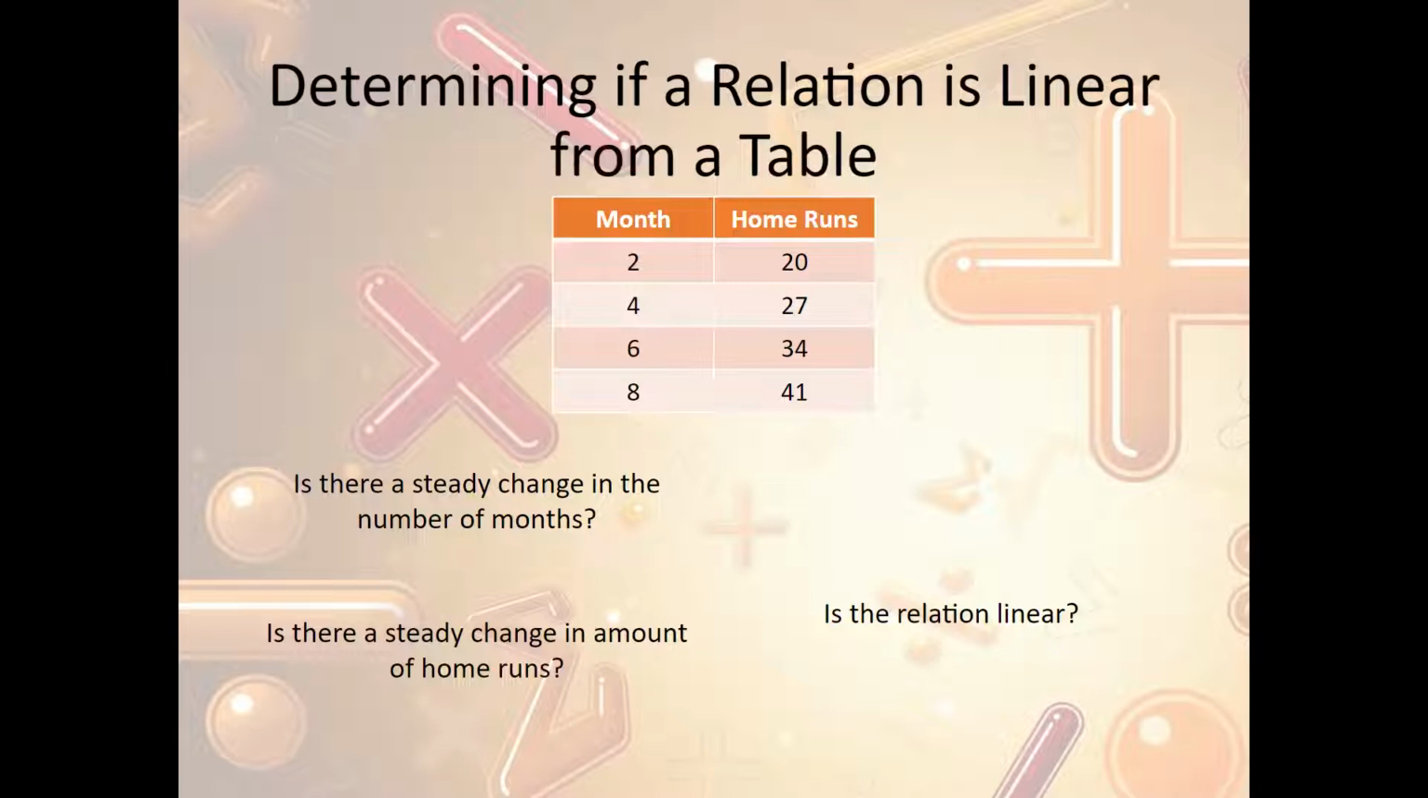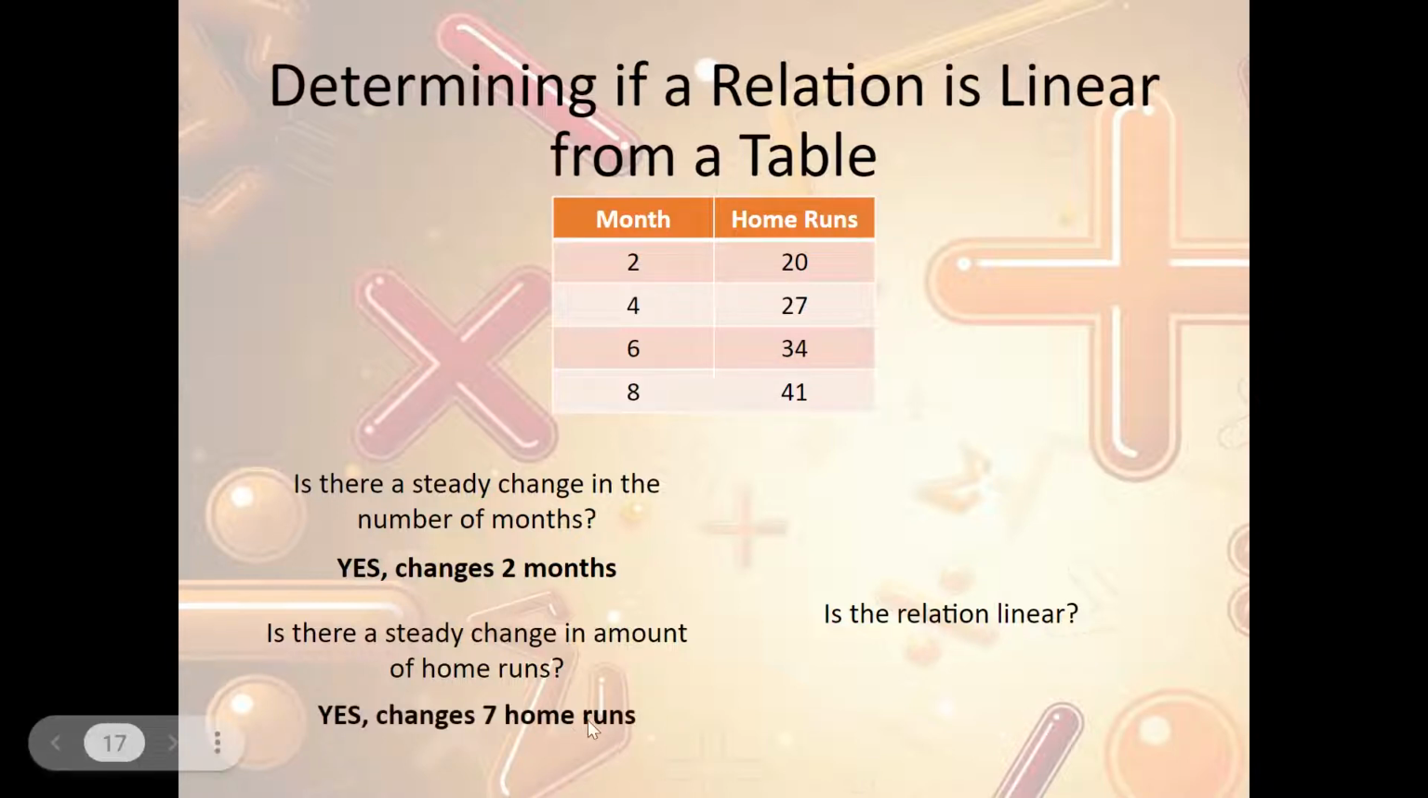Let's look at another example. So we have our months here, and we can see that they are adding by 2 each time. So therefore, yes, there is a consistent change. In this case, we're adding by 7, and then 7 again, and 7 again. So yes, there is a steady change, and it changes by 7 home runs.